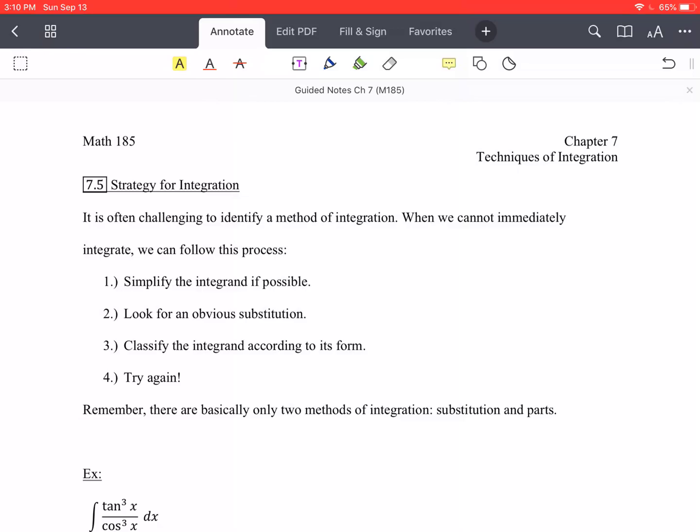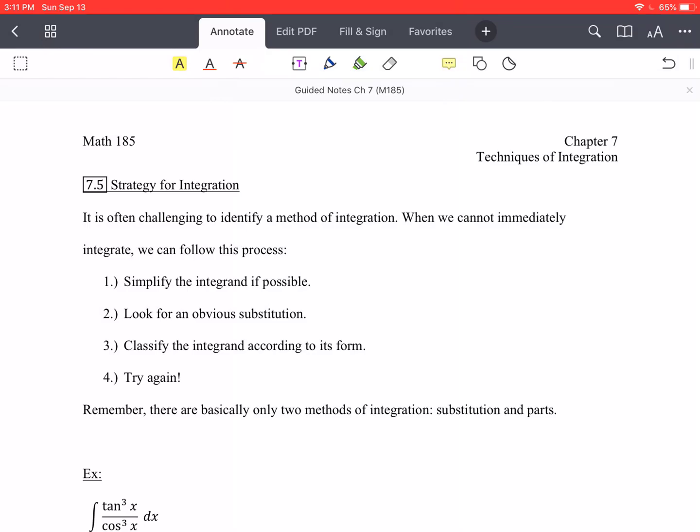All right, we are in section 7.5, looking at strategy for integration. This really is just a reflective section, so we're not learning anything new here. This is just a good opportunity to review what we've looked at and try some examples of it as well, before we move into some different stuff throughout the rest of the chapter.